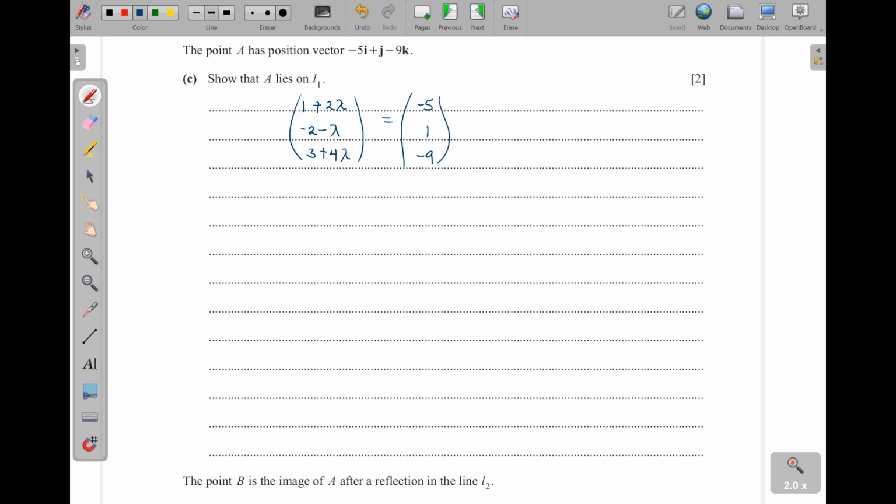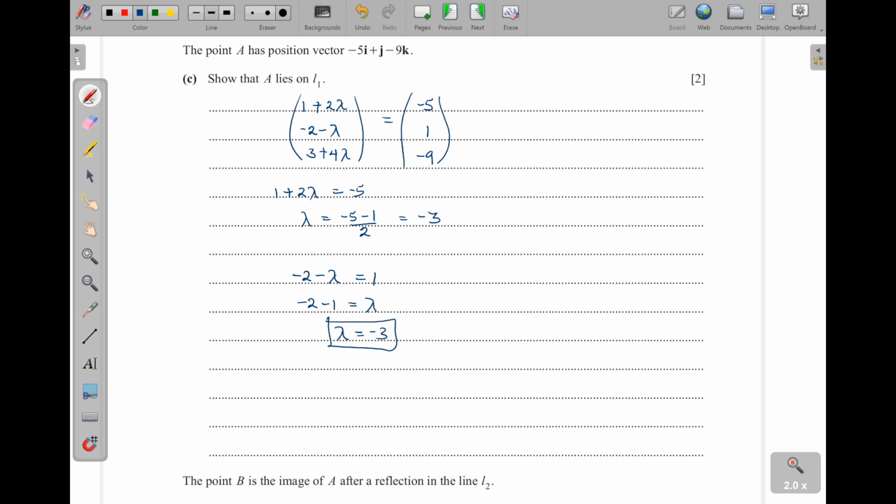Now let's check. If we use this 1 plus 2 lambda, which is equal to -5, what is the value of lambda? It is going to be -5 minus 1, which is -6, then divide by 2. Lambda is going to be equal to -3. Is it going to be the same lambda we get when we solve this one here and also this one here? Let's check. -2 minus lambda is equal to 1. So I will have -2, make this one cross here, and then it will be a -1. Then let lambda go the other side, then it will be a positive lambda. So again, lambda here is -3.